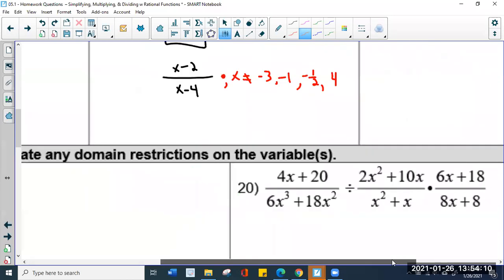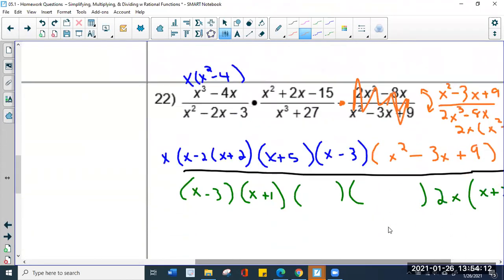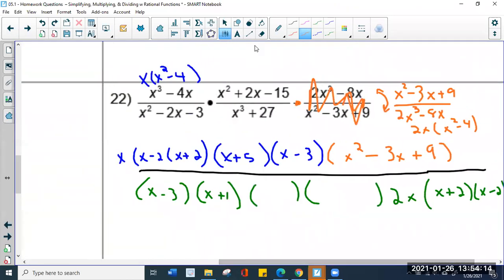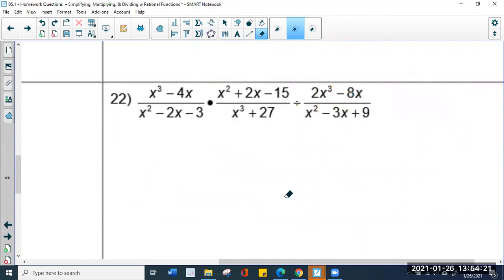And specifically, I want to look at this problem. A lot of people had trouble with number 22. Number 22 is the hardest problem on your paper because it's just a lot of things in one problem. So how do you go about a problem like number 22? Like, how do you start it? You look for division and you deal with the division. So the first thing I'm going to do here is I'm going to keep this, change this, and flip this.